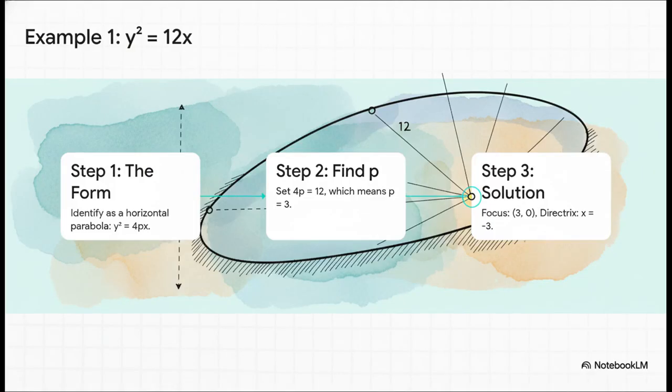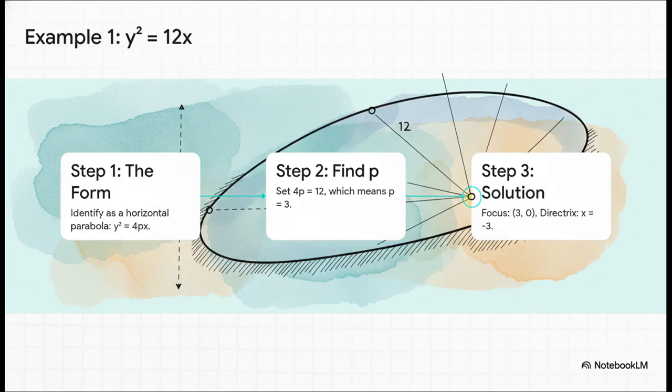All right, first one up, y squared equals 12x. Okay, step one, which variable is squared? It's the y, right? So right away, we know this is a horizontal parabola. It opens sideways. That means we're using the y squared equals 4px form. Step two, let's find p. We just take the coefficient, that 12, and set it equal to 4p. So 4p equals 12, divide by 4, and you get p equals 3. Since p is positive, it opens to the right, so the focus is at (p, 0), which is (3, 0). And the directrix is the line x equals negative p, which makes it x equals negative 3.